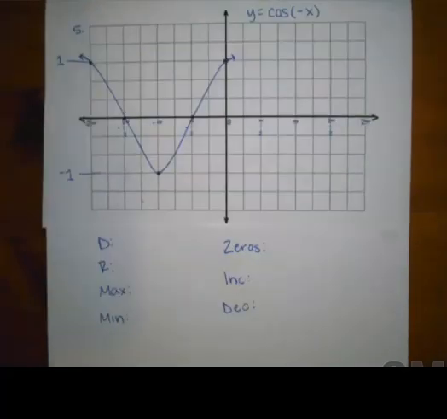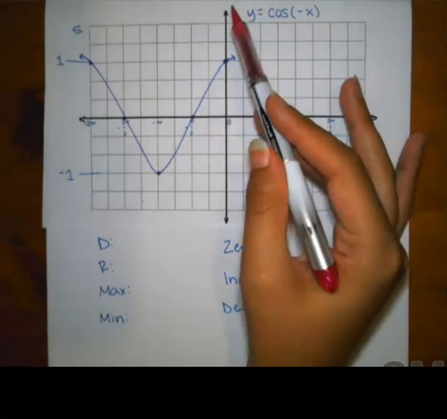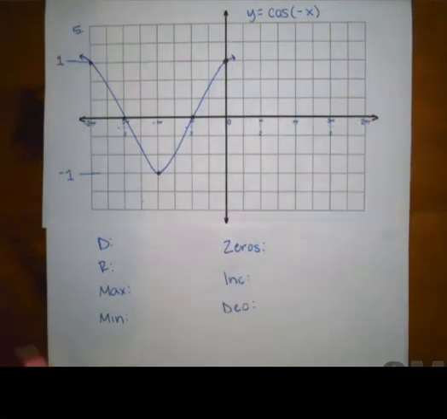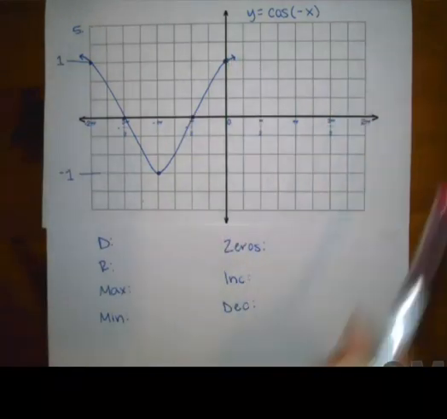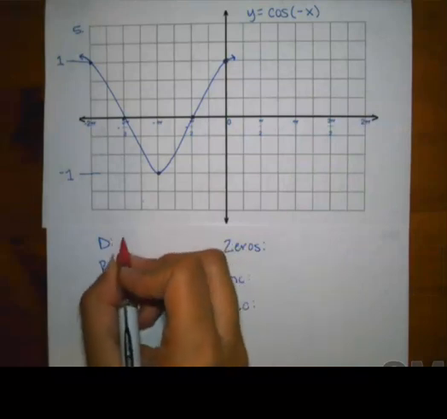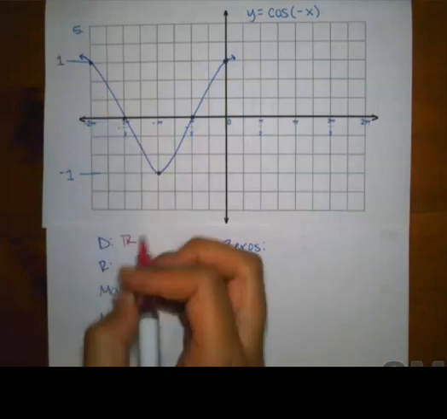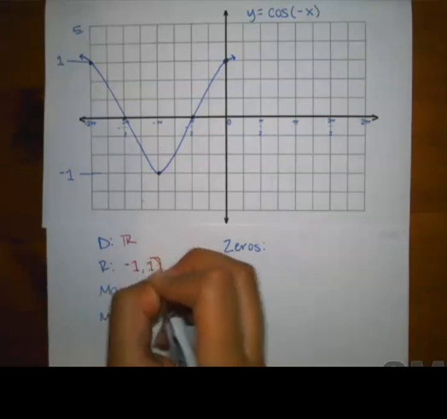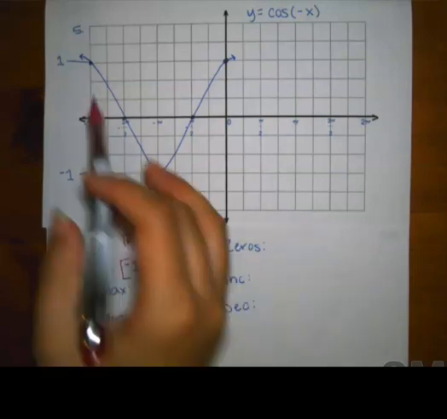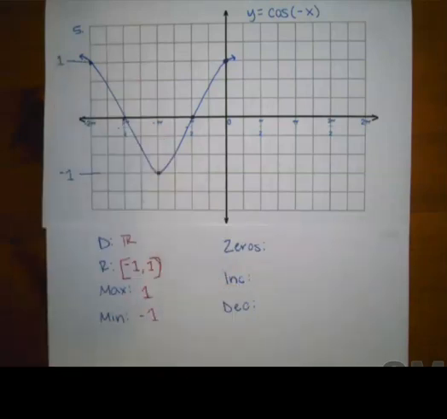Example number 5, we have y equals cosine of negative x. The negative inside the parentheses means it has been reflected over the y-axis. So for this one, our domain is still all real numbers. There's a little arrow here. I just didn't finish drawing the graph. So domain is all real. Range still goes -1 to 1. Our maximum is still 1. Our minimum is still -1.